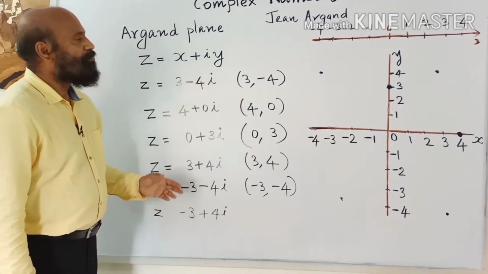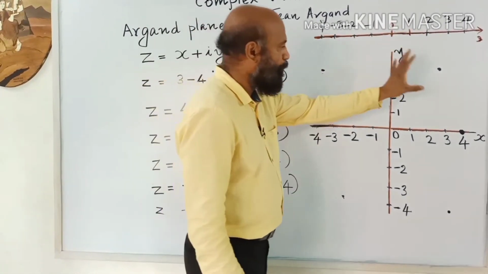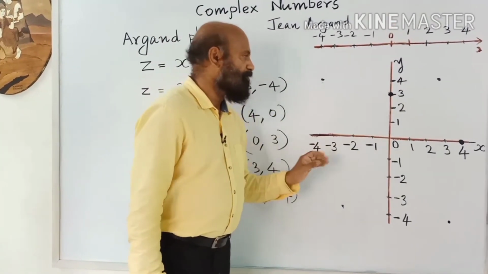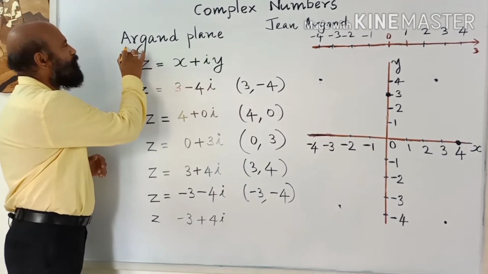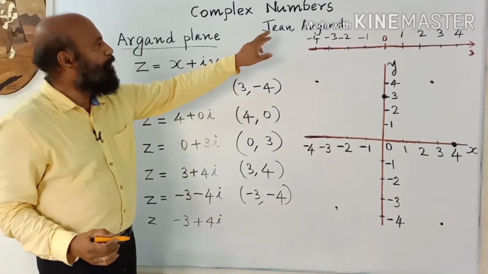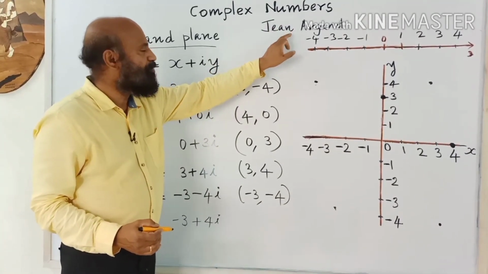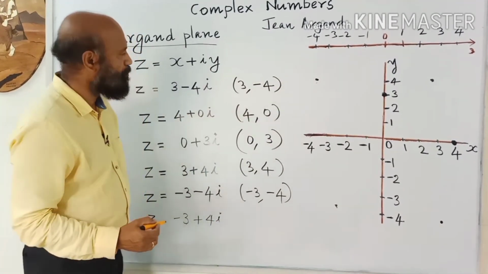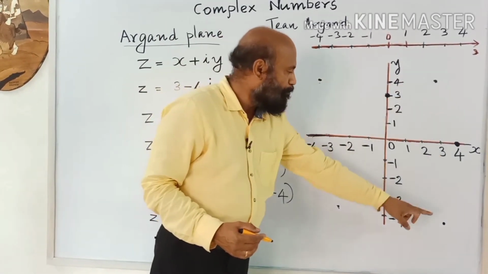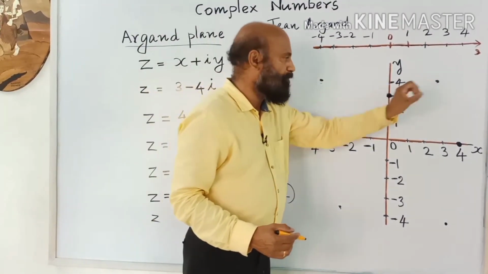So now we have seen that a complex number can be represented on a plane, or an xy coordinate plane. This plane is also known as the Argand Plane. It is named after the Swiss mathematician Jean Argand. It is also known as the complex plane. So a complex number can be represented by points. For each complex number there will be a point.